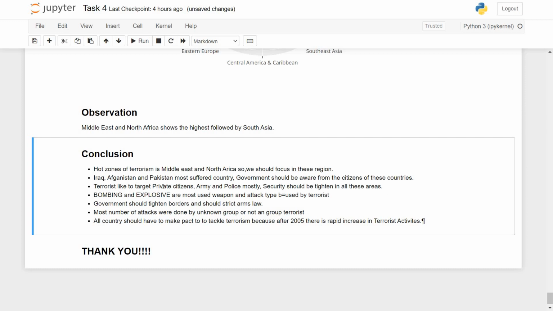Terrorists target private citizens, army and police mostly, so security should be tightened in all areas. Next, bombing and explosion are the most used weapon and attack by the terrorists all the time. So the government should tighten the borders and enforce strict army laws.